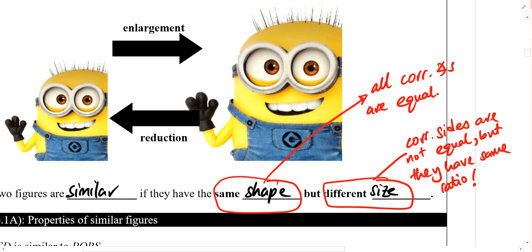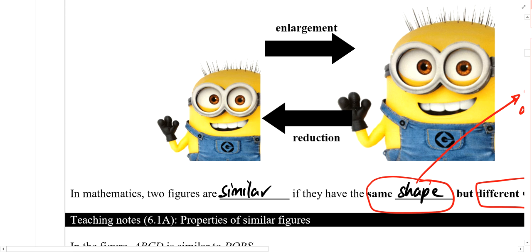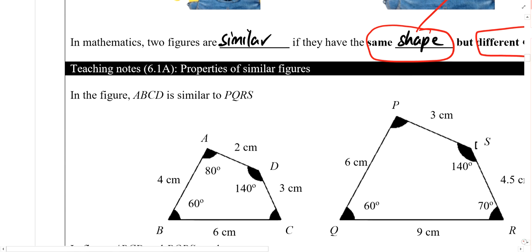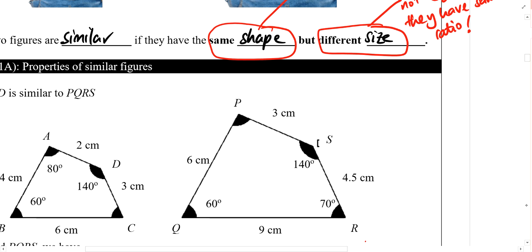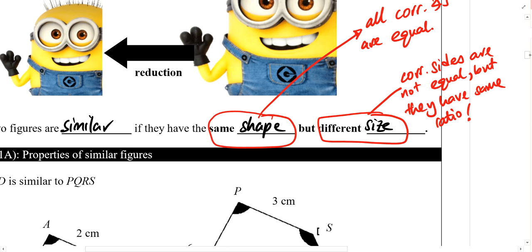Okay, so this is the difference between similarity and congruency. No, not done yet. Okay, those who are done copying, look at the next diagram.